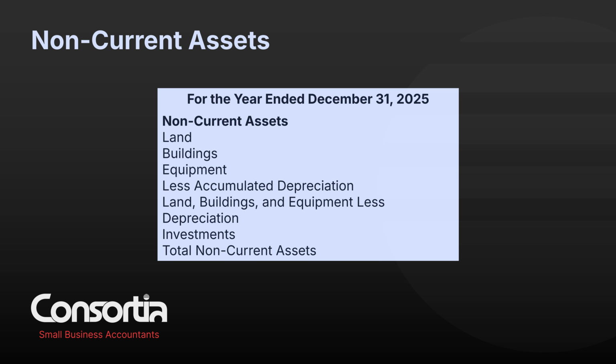So again, if we were to look at your financial statement, you would see under non-current assets, land, buildings, equipment, less accumulated depreciation. Now, as you may know, you don't depreciate land, in this case, only buildings and equipment. And therefore, you would have land, buildings, and equipment less the depreciation. And then you may have some long-term investments, and thus that would be your total non-current assets.